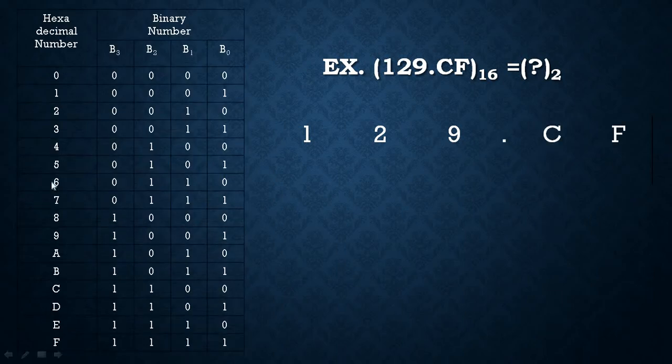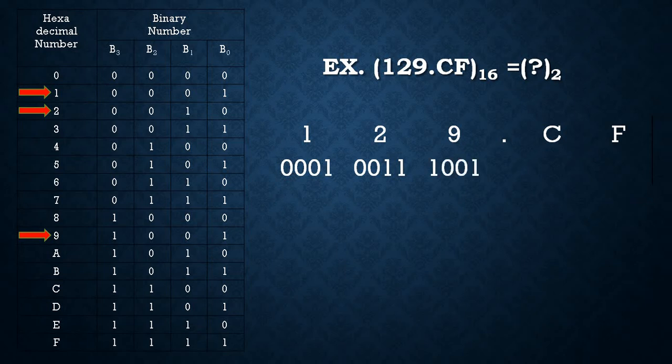Now again we observe the relation table, and within the relation table we have to find out what the binary equivalent is for 1. Here we observe that for 1 we get the binary number 0001. We write here. For 2, 0010. We write here. For 9 we write the binary number 1001. We write the point as it is. For C we write the binary number 1100, and for F we write the binary number 1111.